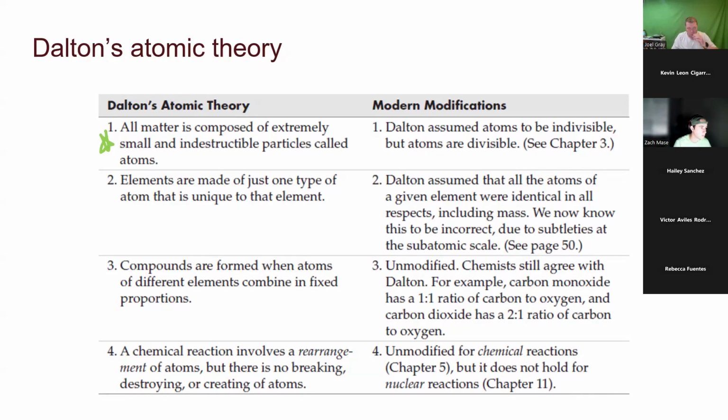Now, another proposal from Dalton's atomic theory is that elements are made of just one type of atom that is unique to that element. Dalton assumed that all atoms of a given element were identical in all respects, including mass. But we know that's kind of flawed because we know about isotopes. So we've got subatomic particles.